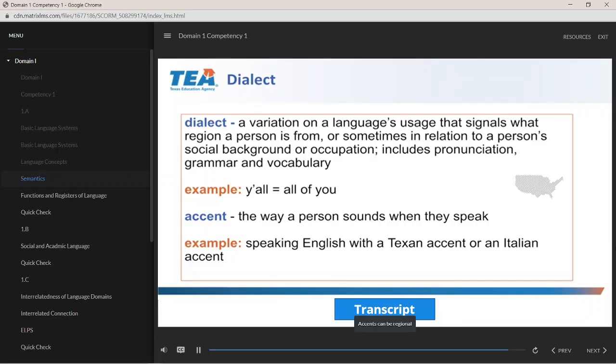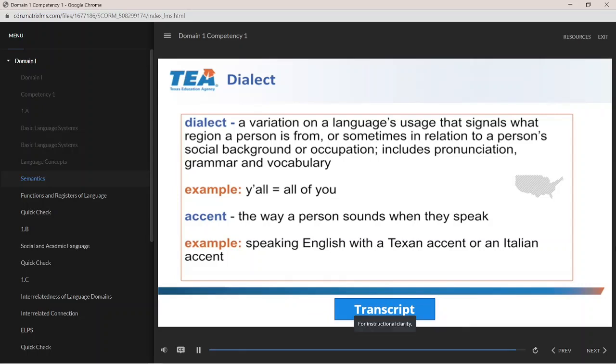Accents can be regional or due to the speaker's primary language. Examples include speaking English with a Texan accent or an Italian accent. The student application is this: everyone, teachers and students alike, have dialects and accents.